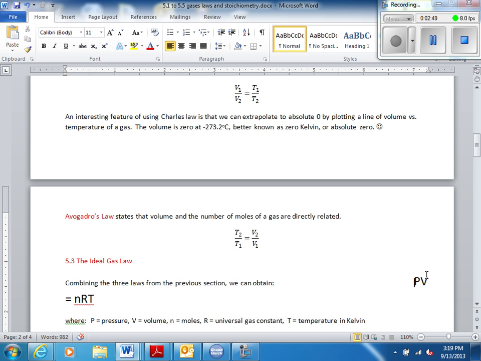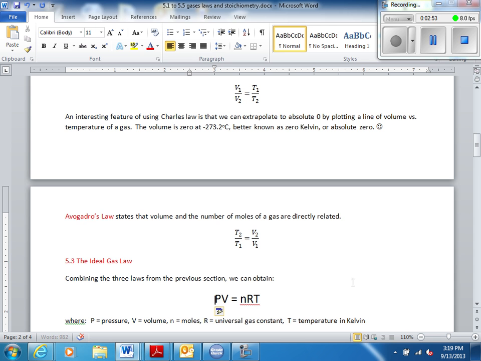And then this one, here we go, the ideal gas law. Right here. If we combine all those laws we just looked at, we can get this relationship: pressure times volume equals moles times the universal gas constant times temperature in Kelvin. That's very important.